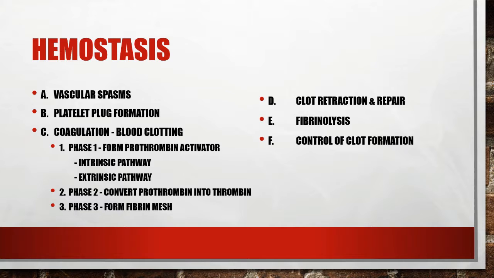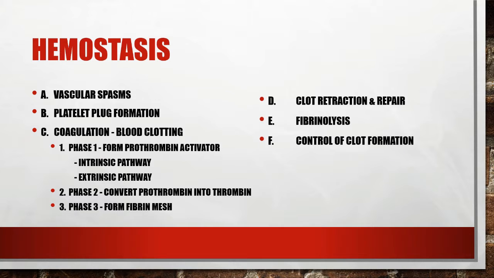The second one is platelet plug formation, which is when you tear up or expose a blood vessel, you expose collagen. This tells platelets something is wrong, so that the hole should be fixed. The third one is coagulation, and this is blood clotting. This is when it turns blood from liquid to a gel. There are 3 phases of this. The first phase converts prothrombin into thrombin, and the third phase forms fibrin mesh.